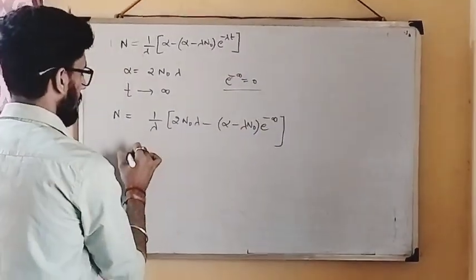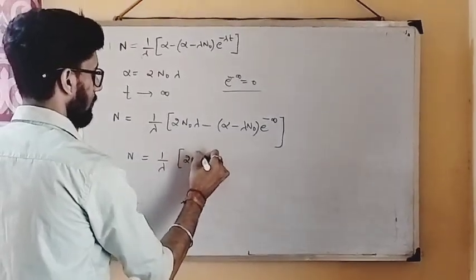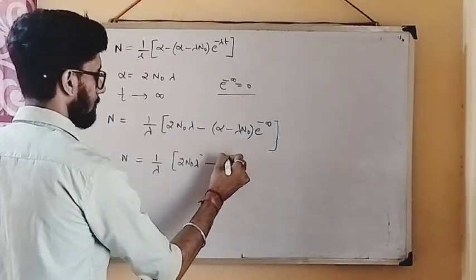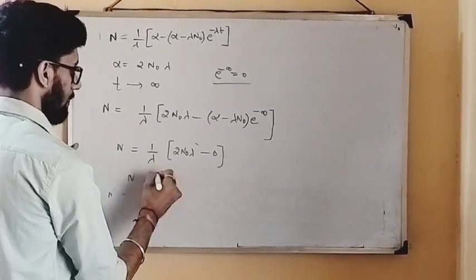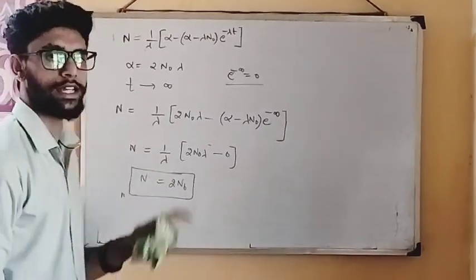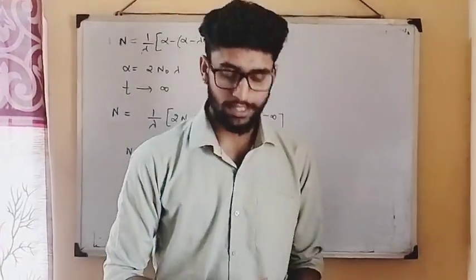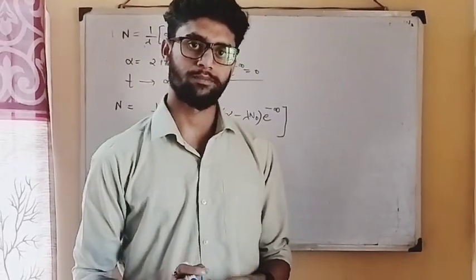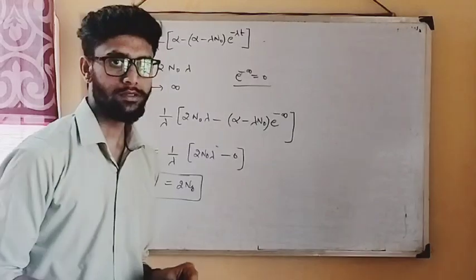So what we'll get, N is equal to 1 upon lambda into (2 N naught lambda minus 0), and that leads to N equal to 2 times N naught. So after infinite time, the number of nuclei will be 2 times N naught. So that's our second last problem. Now we will go for the last problem that we have to solve.